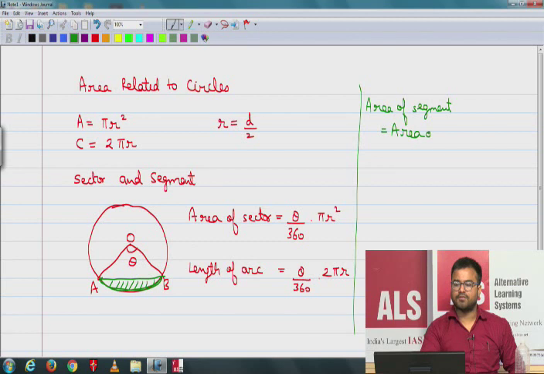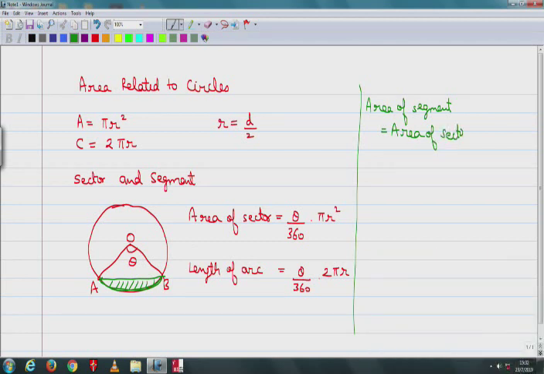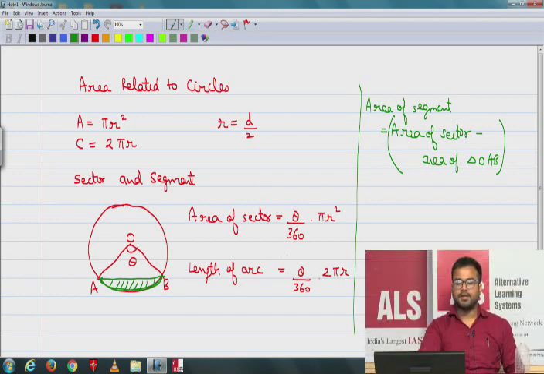So area of sector minus area of triangle OAB. This was the thing which we studied in the last class. Now to find the area of the triangle, there are two cases. Sometimes they will give you a right angle triangle, in which the central angle is 90 degrees, but if the right angle triangle is not given, we use the general form for the area of a triangle.